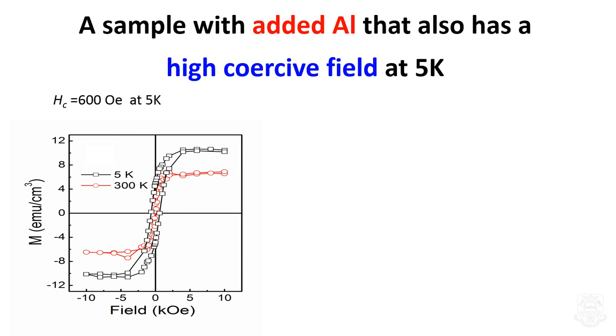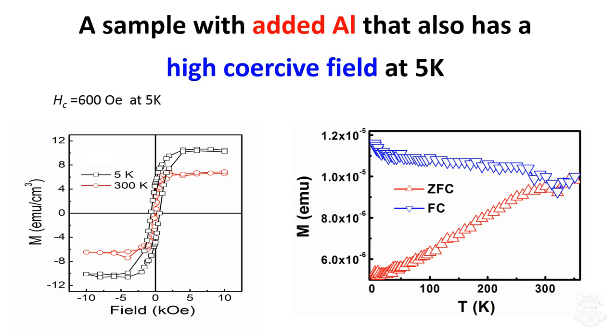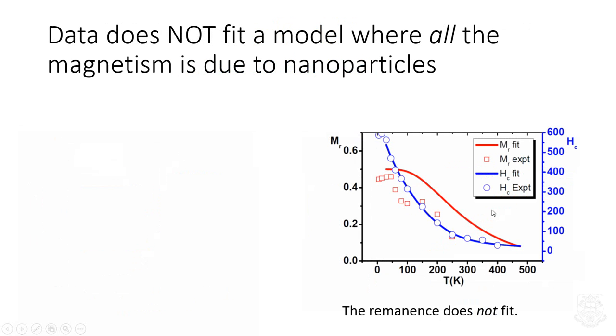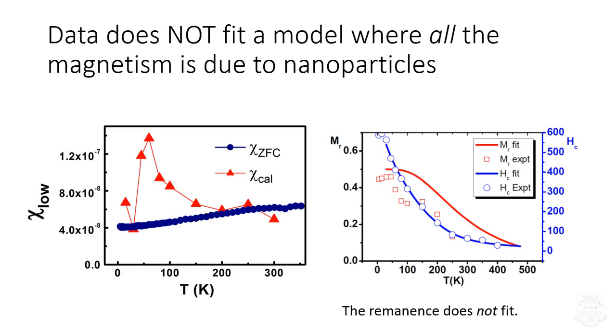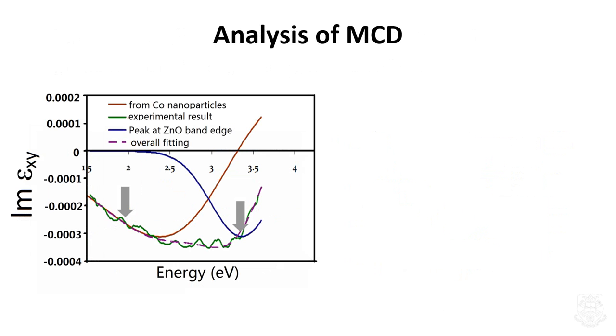A sample with added aluminium also has a high coercive field at low temperatures and a temperature-dependent coercive field. However, the zero field cooled plot shown here is really quite different. And also the remnants cannot be fitted using micromagnetics using the same parameters as the coercive field. And the low field susceptibilities are completely different.